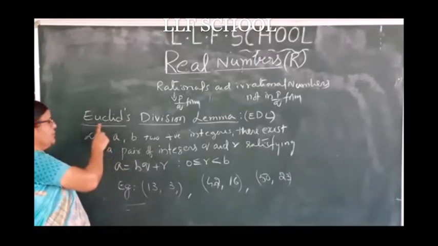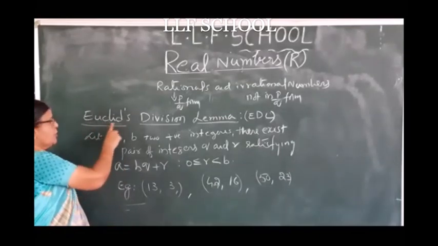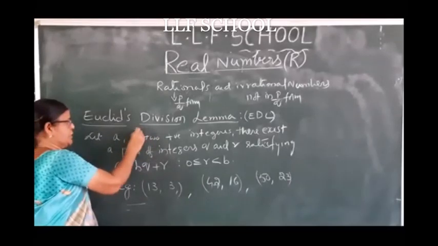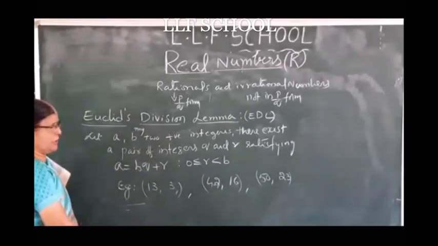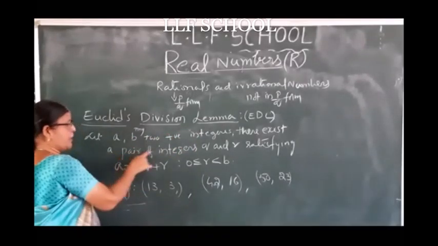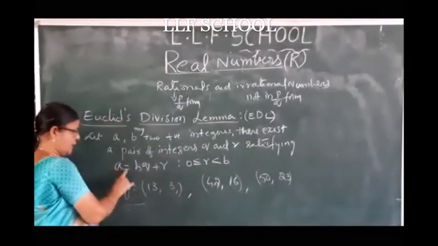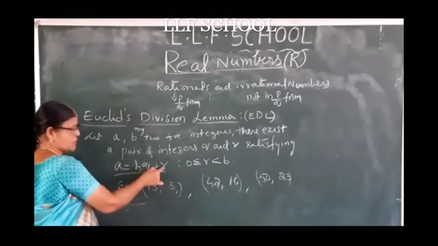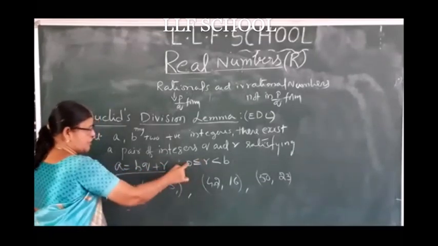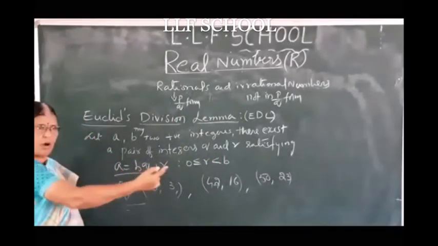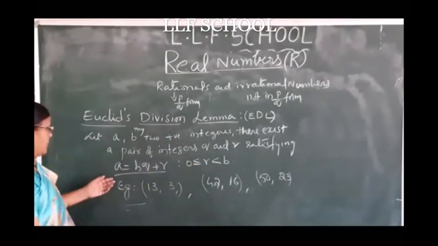Once again, listen about Euclid's division lemma. Let A and B be any two positive integers. Then there exists a pair of integers Q and R satisfying A = BQ + R, where this R is 0 ≤ R < B.